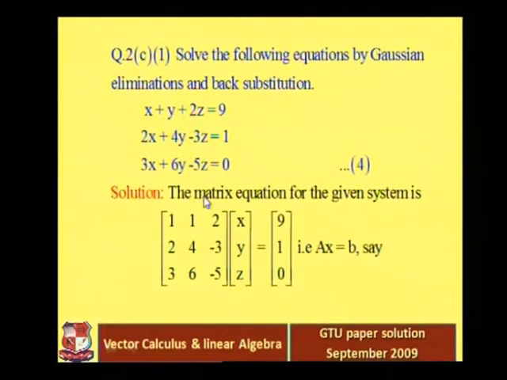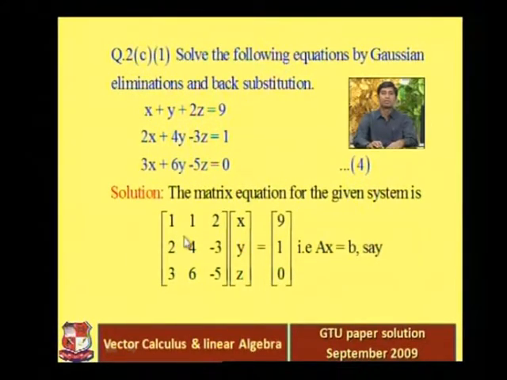we want to write the augmented matrix of the given equations. This is a system of linear equations. The matrix equation for the given system is here. This matrix we can make from these three equations. The first row is the coefficient of x, y, z in the first equation. What are the coefficients of x, y, z in the first equation? 1, 1 and 2. So the first row is 1, 1, 2.